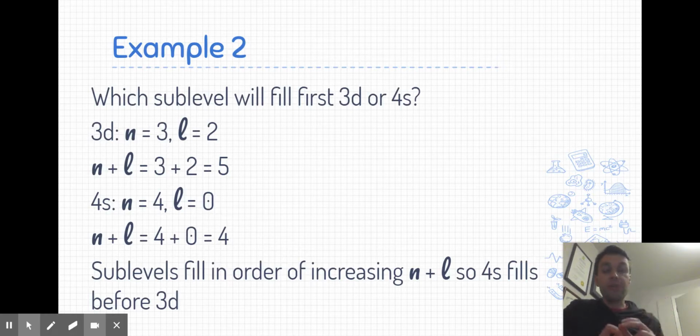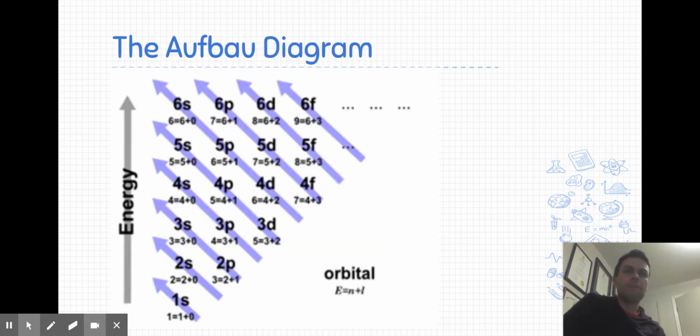Electrons will first fill the s sublevel at the fourth energy level before filling the d sublevel at the third energy level. Now, we don't need to go through every single example here, but there's a few different ways in which we can help remember the order in which all these sublevels fill. And one is using the Aufbau diagram.